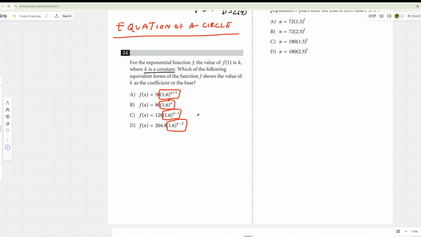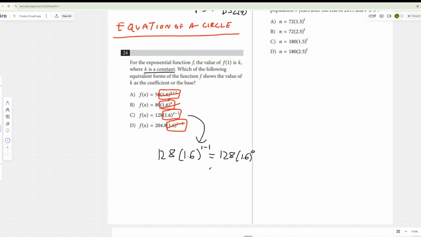Immediately, there's a clear answer. We can cross out this. We can cross out this. We can cross out this. It's going to be C. Why? Because 128 times 1.6 to the x minus 1, when x is 1, we get 128 times 1.6 to the 0, just 128.